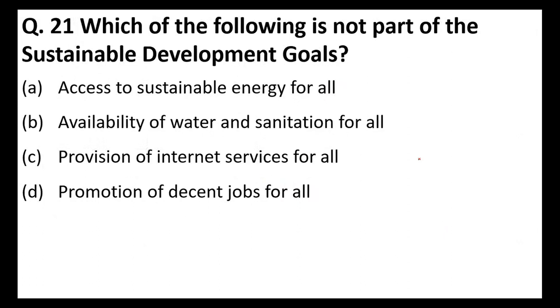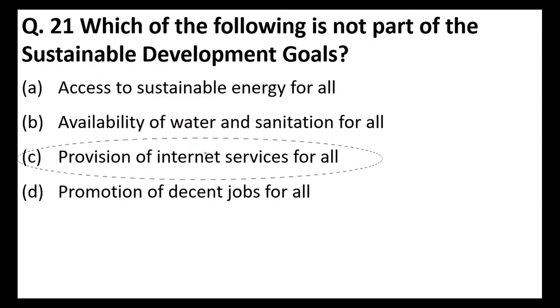Which of the following is not part of the sustainable development goals? Access to sustainable energy for all, availability of water and sanitation for all, provision of internet services for all, promotion of decent jobs for all. The correct answer here is very simple, option C.